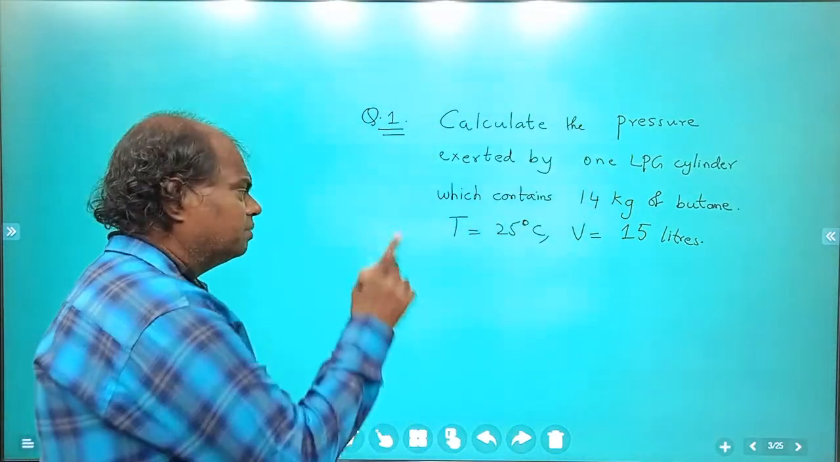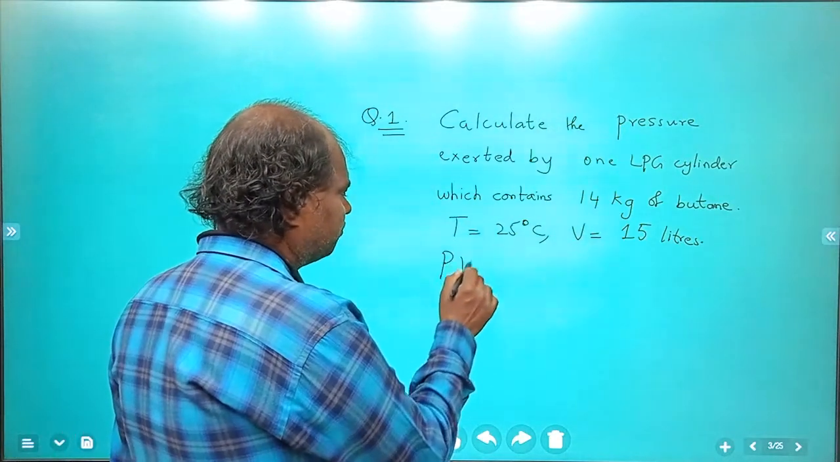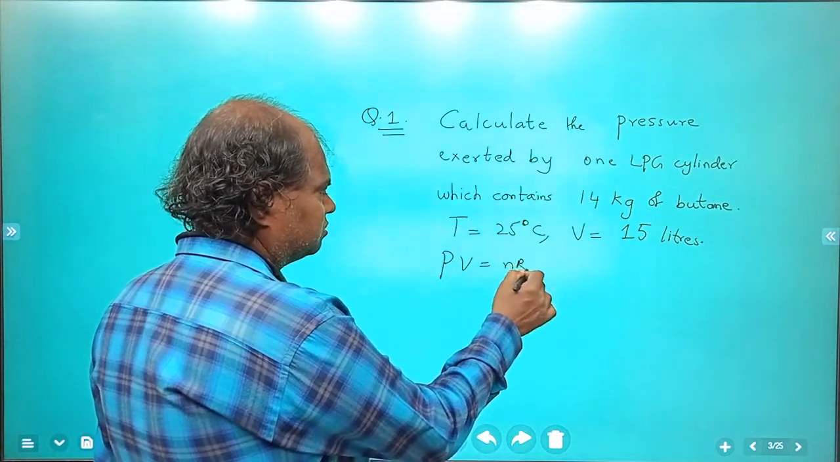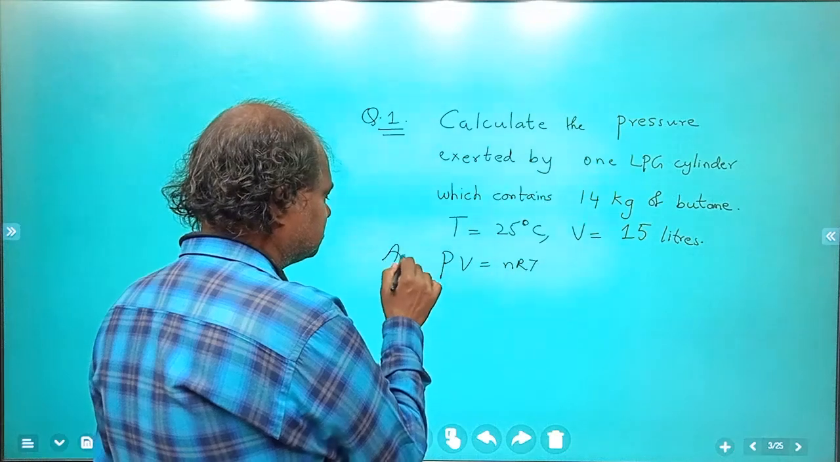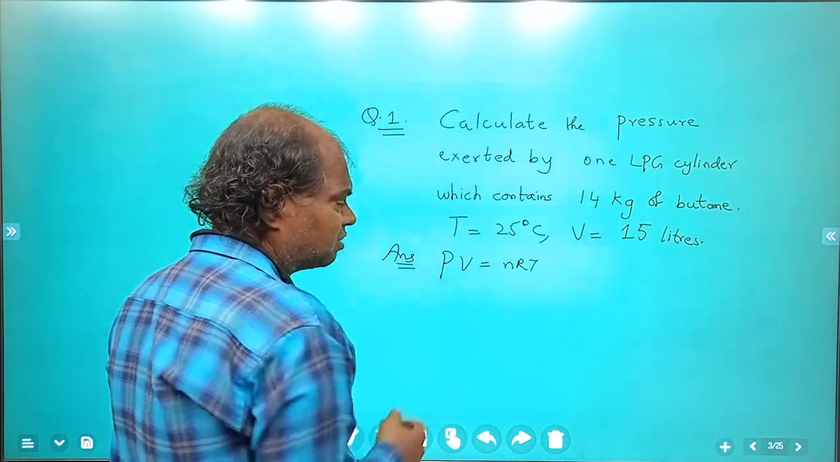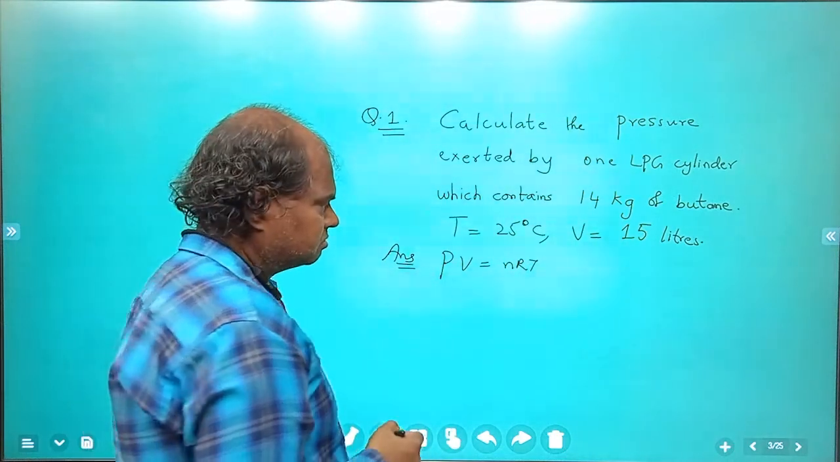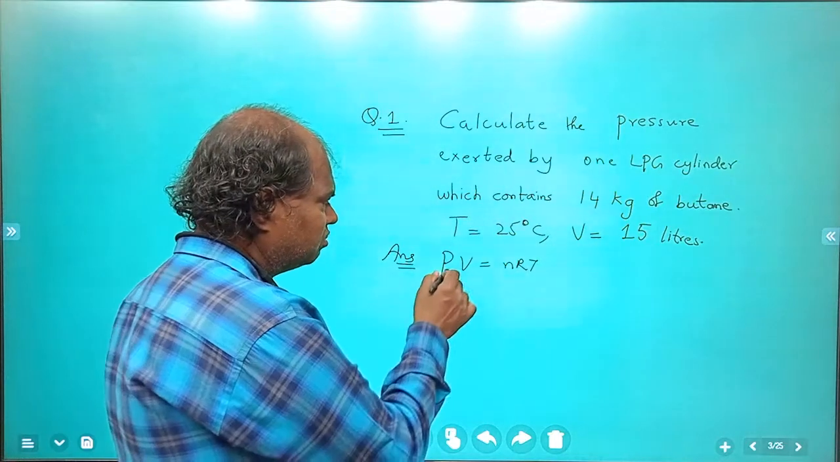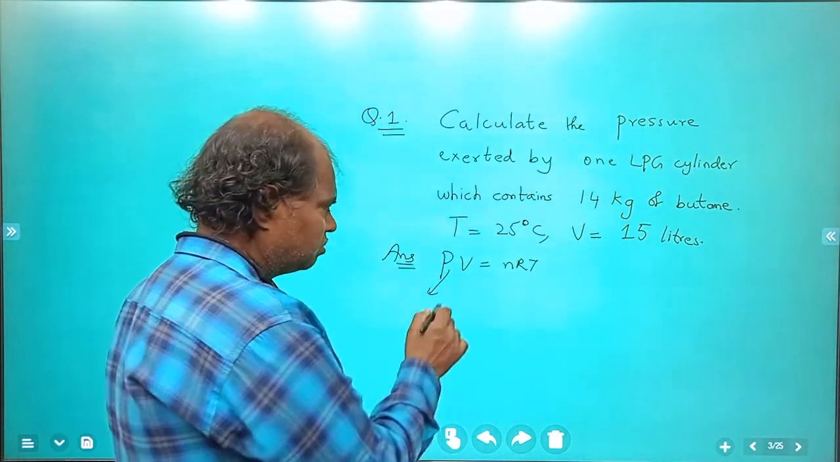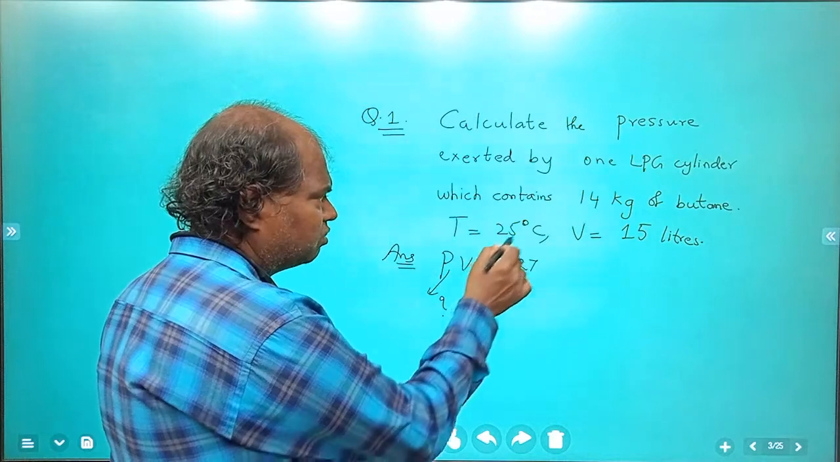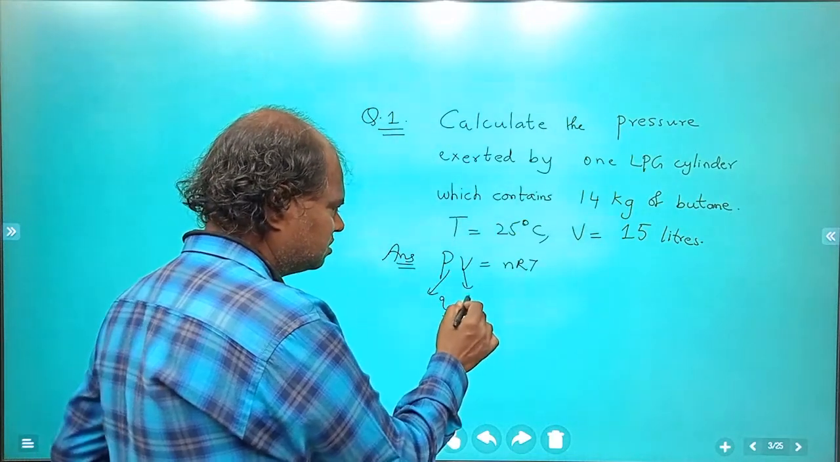Now, first thing, students, you remember the formula. Once you remember the formula, you can do any question. So first, always write the formula. Then you see what all things are unknown. What is the pressure? You don't know. Question mark, right? Volume you know, correct?